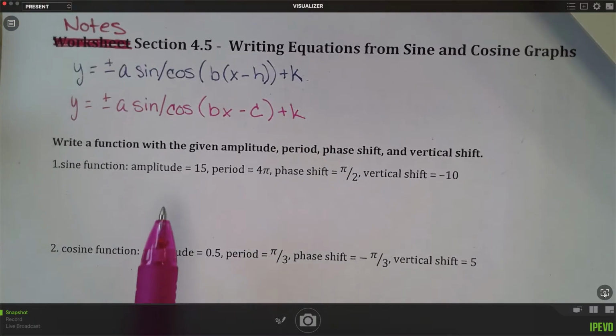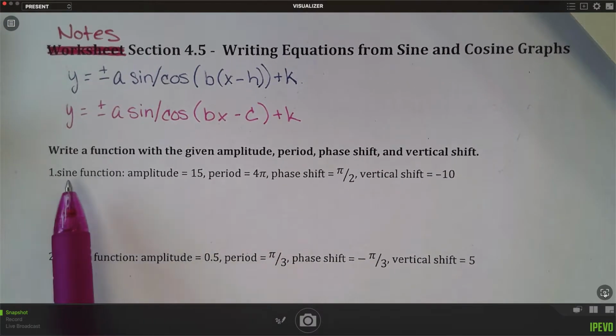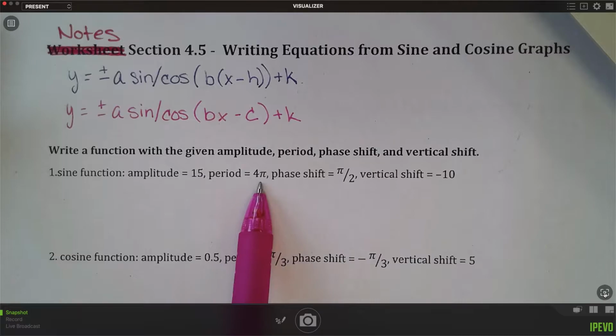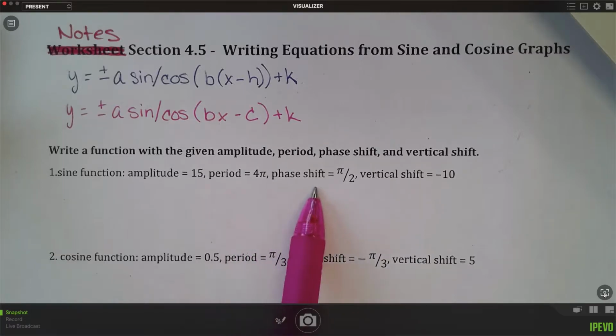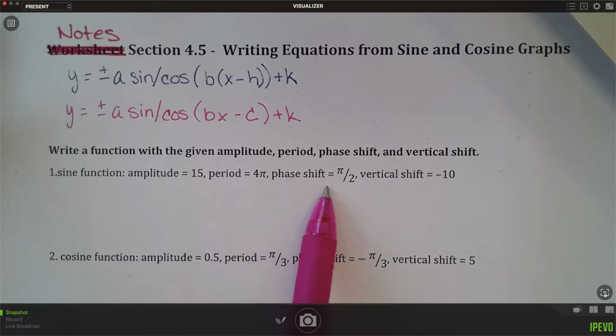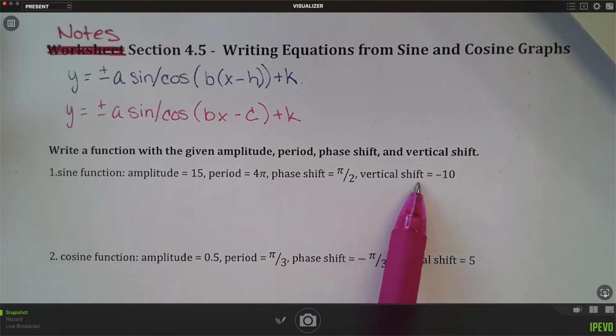The first one we have here just says sine function on this one. I didn't give you a graph. It says the sine function has an amplitude of 15, a period of 4 pi, a phase shift of pi over 2. Now this means a phase shift, that means left or right. Which one? Right, because it's positive. And a vertical shift, negative 10, so it goes down.